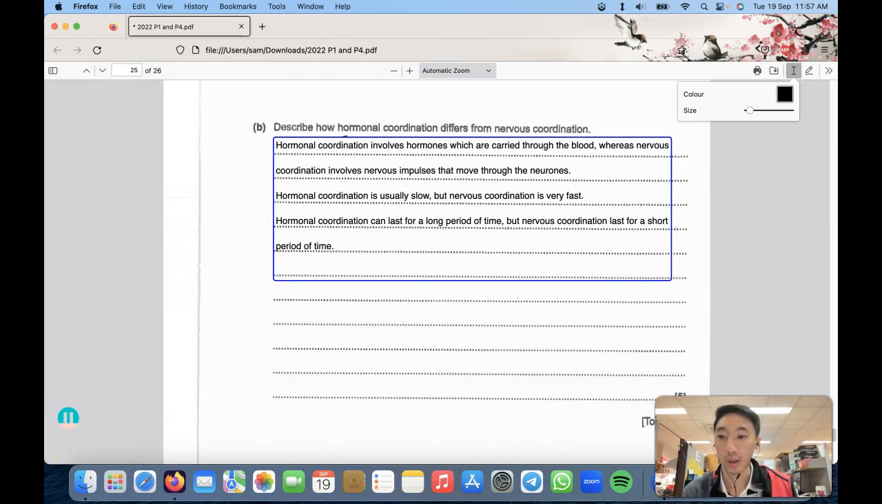Okay, let me pause a while. Oh wait, I realized I missed something here. Hormonal coordination is usually a slow response.